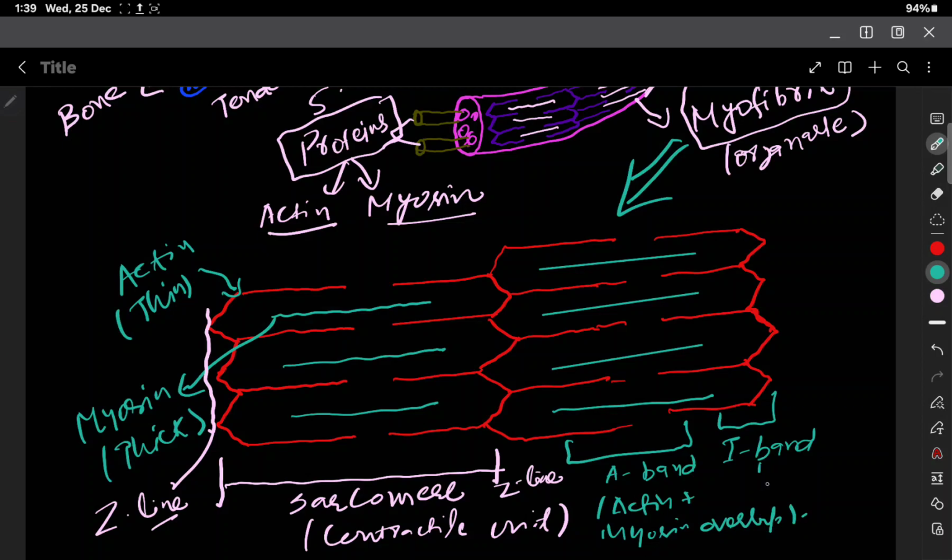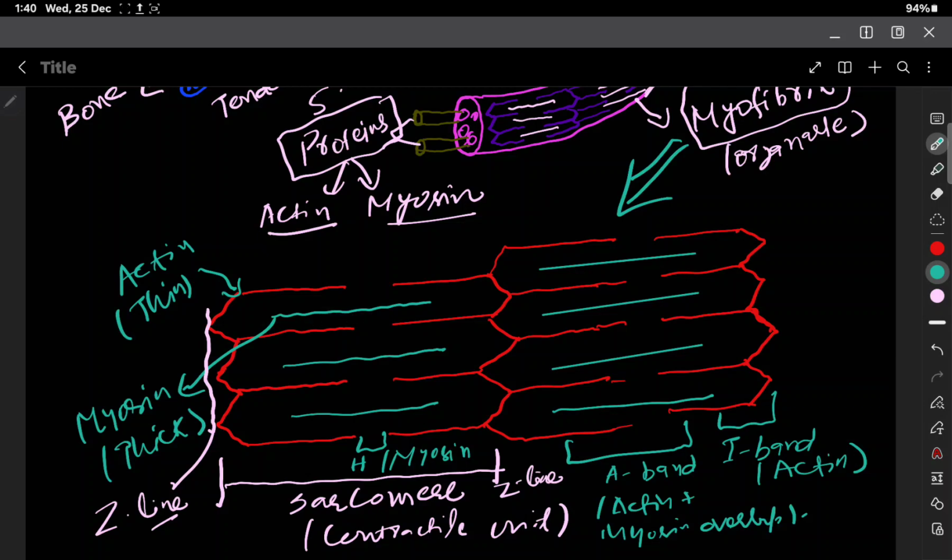In the I band there will be the presence of only actin. There is one more band called the H band, where there is the presence of myosin only. So this is the structure of the myofibril. If you go inside the myofibril, I told you there are two proteins, one is actin and one is myosin. So I have drawn the structures here.